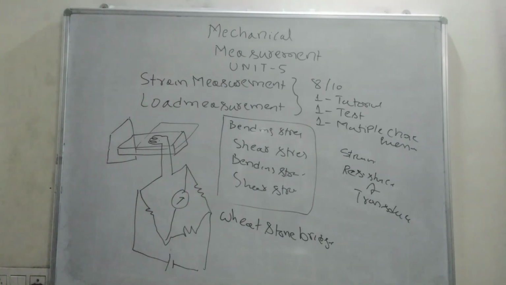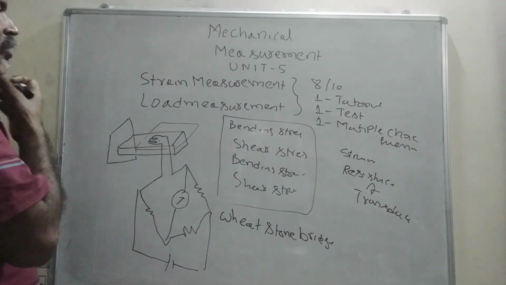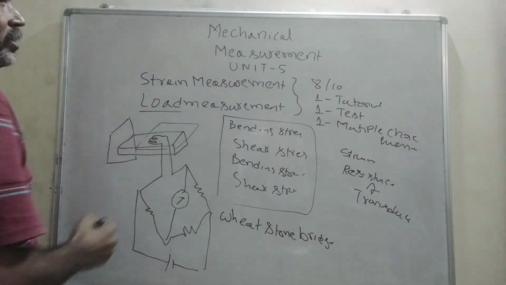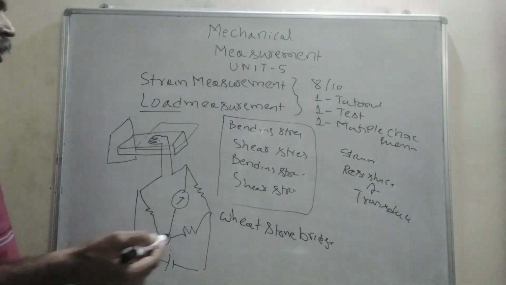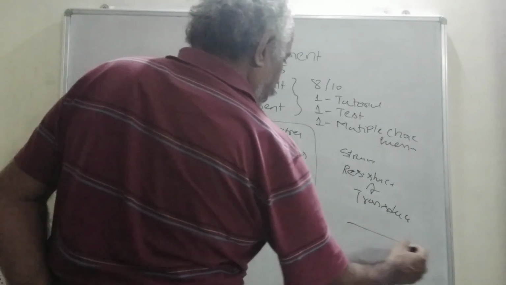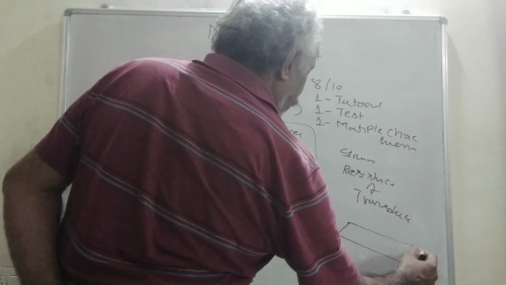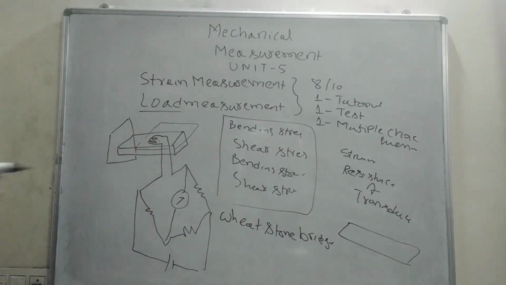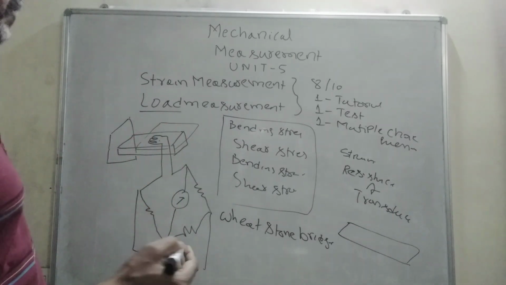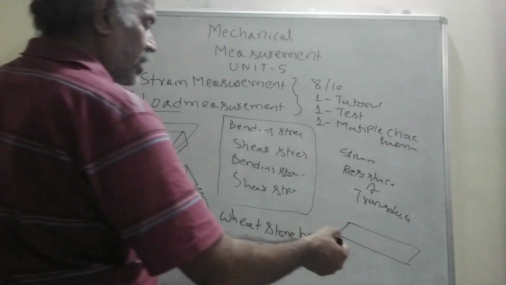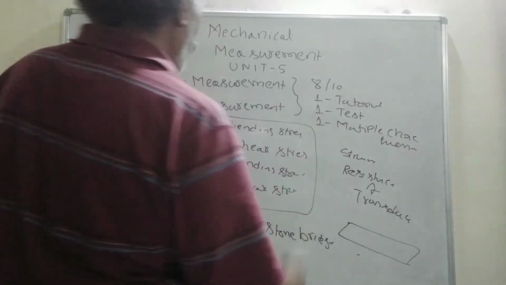Another one is the load measurement. Here, in load measurement, we have dynamic load and static load. Load measurements, for example, in the weighing bridges. Whenever the trucks come, they will measure the weight of the trucks and the load that is on them. For that, the weighing bridges are there, and that concept also we can explain in load measurement.